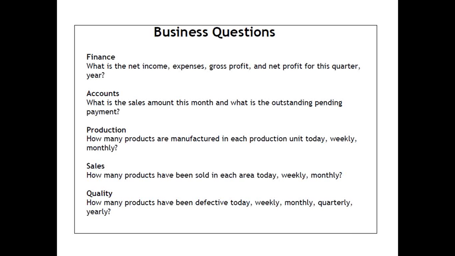And similarly, how many products are manufactured in each production unit today, weekly, monthly? Okay. So suppose, assume there is a production unit in the Mumbai location. There are 100 products being manufactured, and out of 100 products, 2 products are defective in quality. Those 2 products are defective and cannot be sold. Out of 100, 2 products are defective, so the remaining 98 products can be sold.